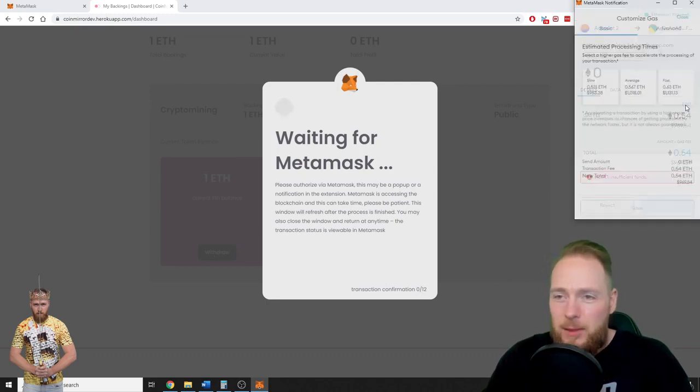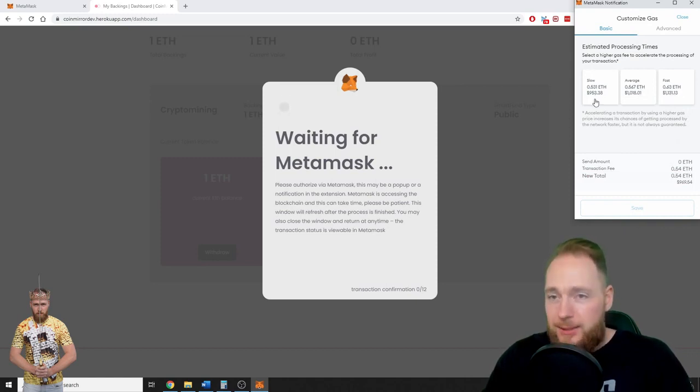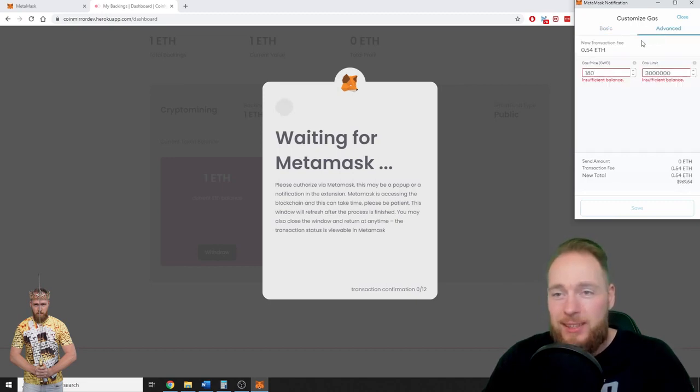So you click on edit and here you see slow, average or fast. Slow is half an Ethereum, fast is 0.63 Ethereum. I'm not gonna do that as well. Transaction fee, half an Ethereum, $969 currently. I don't think so. All right, so what are we gonna do?